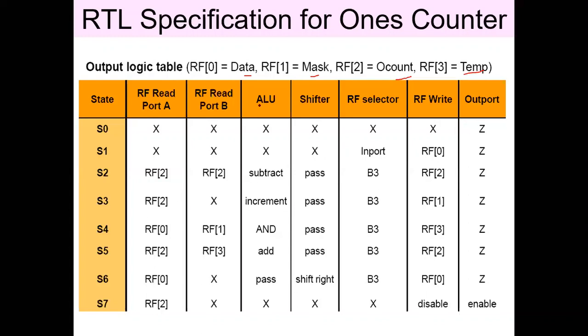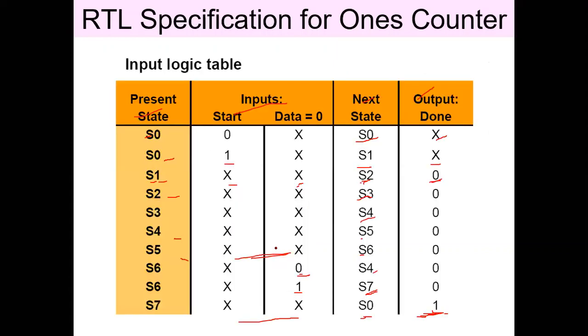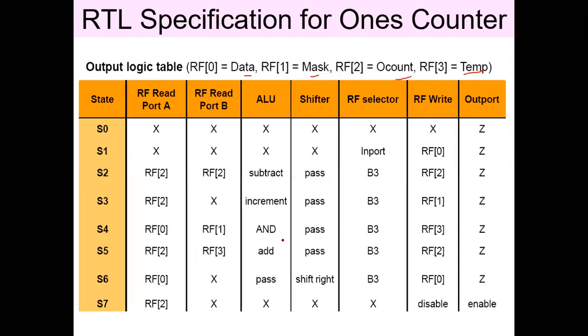Here we are specifying that we have an ALU in our data path. This ALU has 2 input ports that we call port A and port B. What should be the content of port A? What should be the content of port B? That should be clearly specified. And what is the output, and where the output needs to be stored? All this should be specified in the output logic.